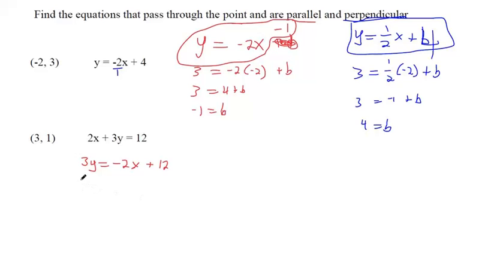And I'm still trying to get y by itself, so I'll divide everything by 3 to get rid of that times 3 there. So we got -2/3 x plus 4 here. So that's our slope of our parallel line. Right? A parallel line means it has the same slope. So for the parallel line, we know the slope, we need to find the y-intercept. So to find out what b is, we've got to plug in 3 in for x and 1 in for y.